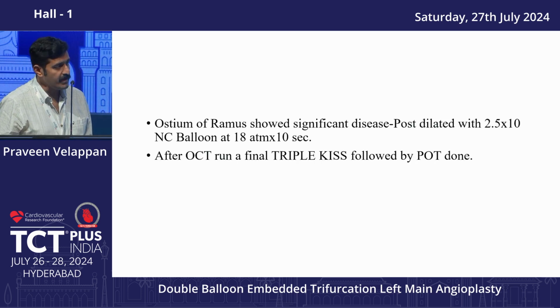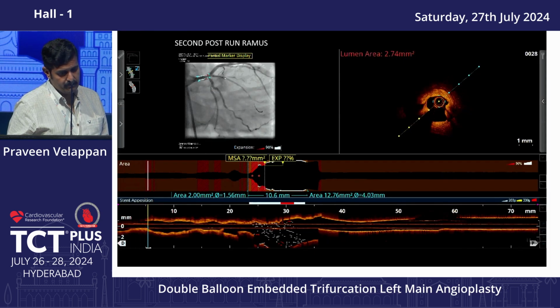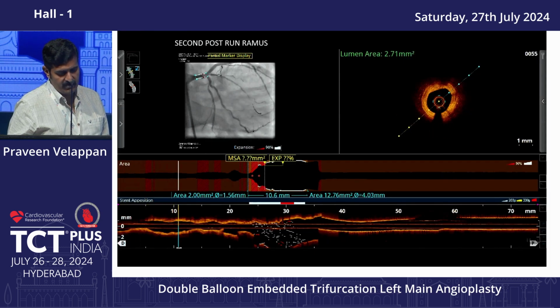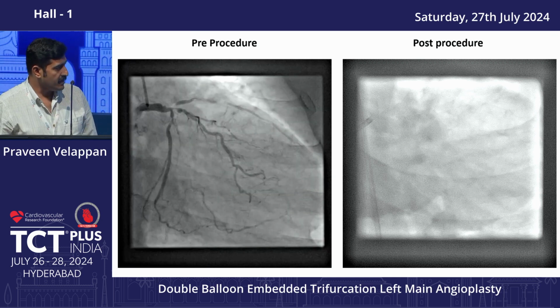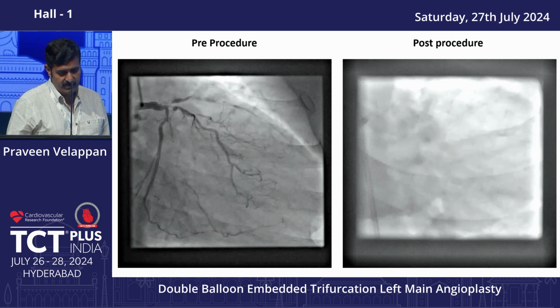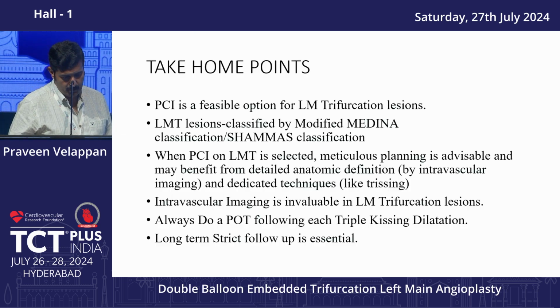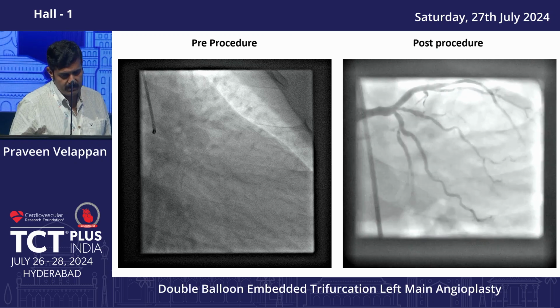And then we dilated the ostium of the ramus with a 2.5 x 10 NC balloon, and a final OCT run showed an opened up ramus ostium, and that was followed by another triple kissing and a POT to the LMCA, and this was the pre-procedure, and this was the post-procedure result.